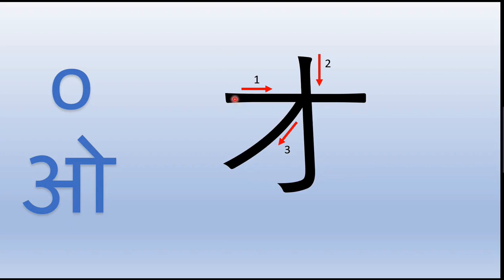For O, we have this left to right horizontal stroke 1, then this vertical second stroke like this, and then we have an angular stroke 3 like this. So this is O in katakana.